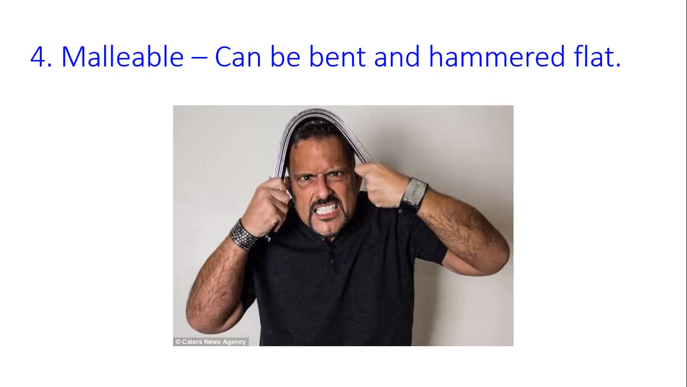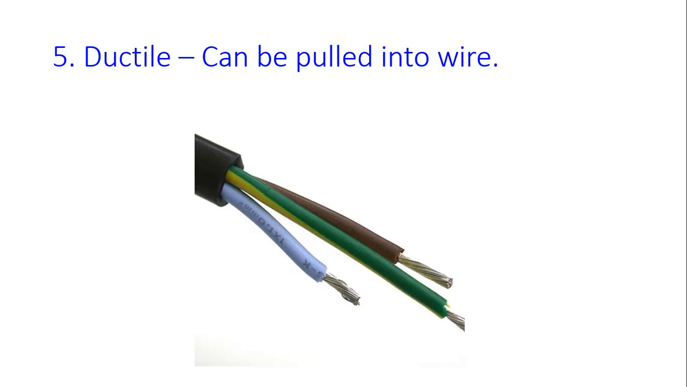Malleable. Funny picture here. Malleable is a property of metals. They can be bent and hammered flat. The fifth physical property to remember is that the word is ductile. It means that metal can be pulled into wires.